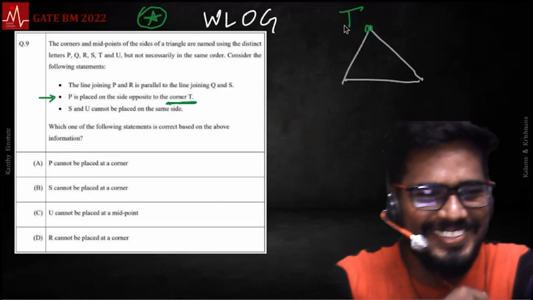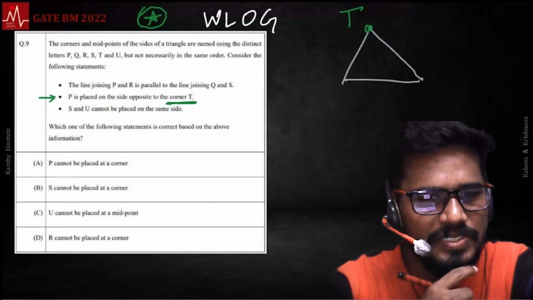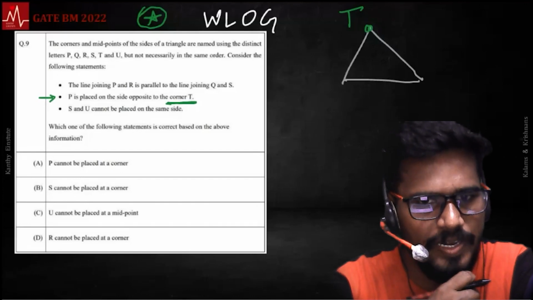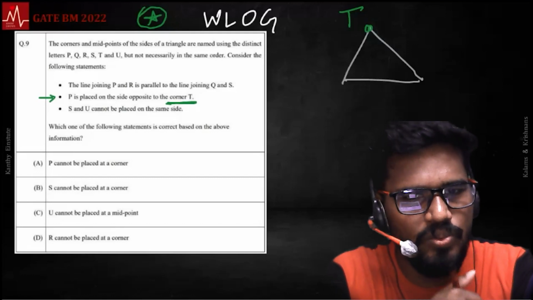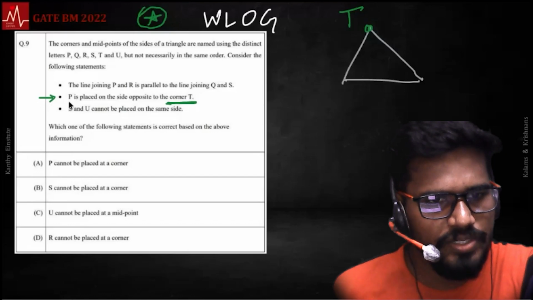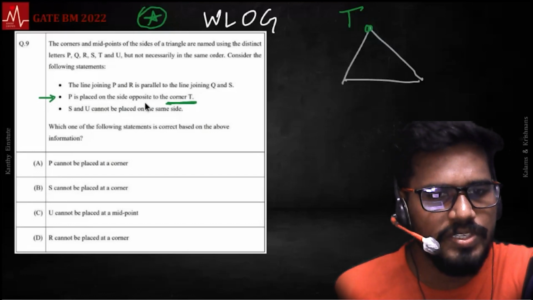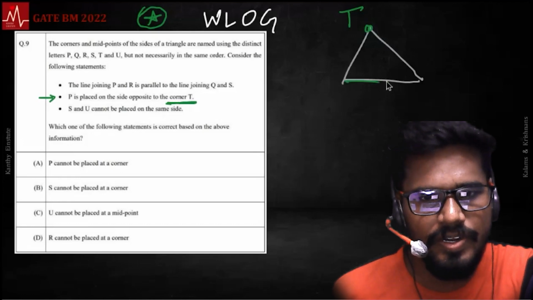So we have this triangle. Next, what do we use? Next, PR is parallel to QS. S and Q cannot be placed on the same side. What do we use next? S and U. Now, none of it is with respect to T. Again, I haven't really used the second. P is placed opposite to the corner of T. That happens to be here.